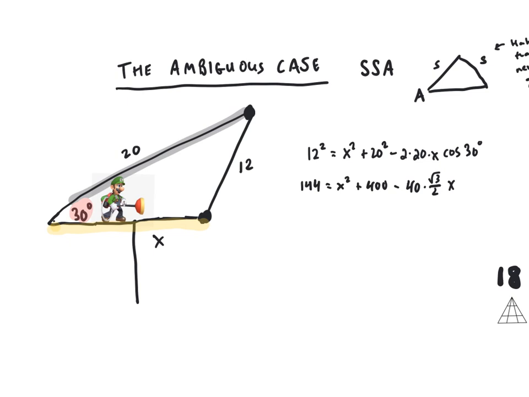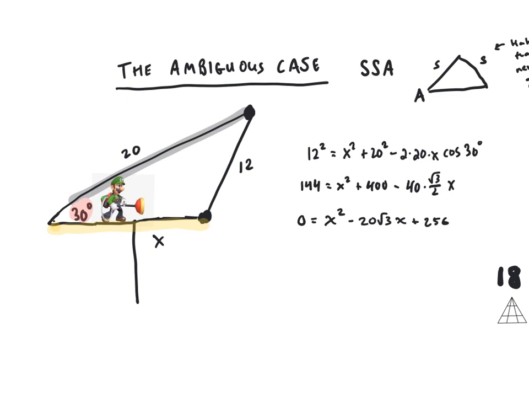Now rearranging here so that I get a quadratic, I'm going to get x squared minus 20 root 3 x, and then it'll be plus 256, which I would get from bringing the 144 over to the left-hand side of the equation. Now this is the job for the quadratic formula, and this is what I mean when I say I've turned the problem more algebraic than geometric. You know that when you solve a quadratic equation, you might get 0, 1, or 2 solutions. And that's exactly what could happen when you're dealing with an SSA case.